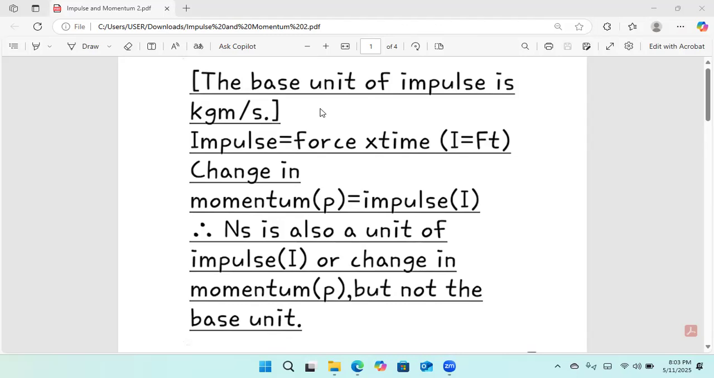The base unit of impulse is kg meter per second. Impulse equals force times time, and I equals the change in velocity times mass. Change in momentum equals impulse. Newton second (Ns) is also a unit of impulse or change in momentum, but not the base unit.